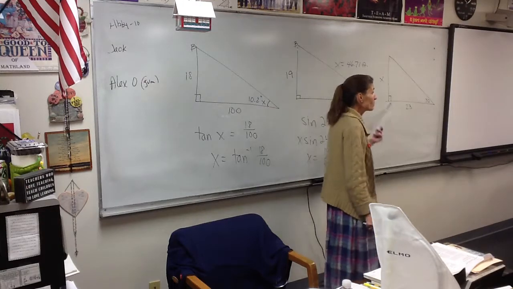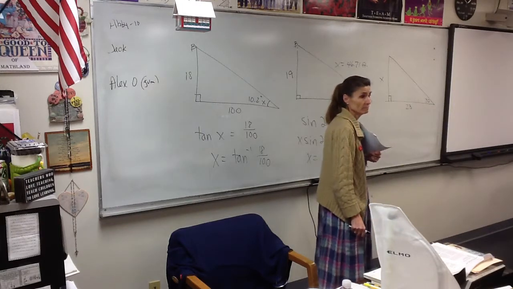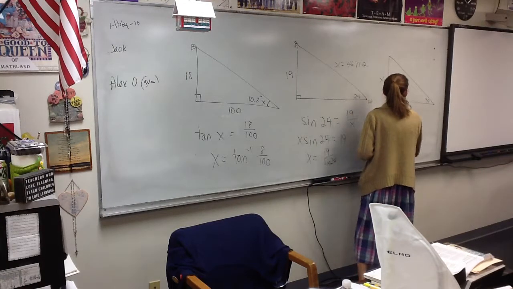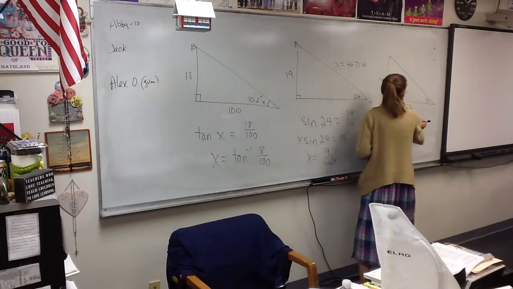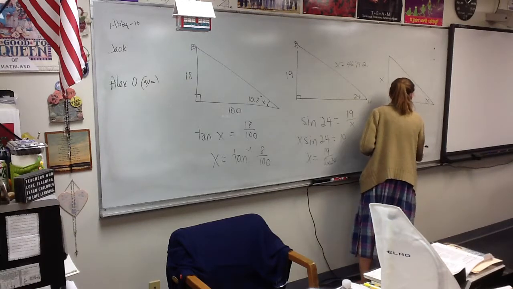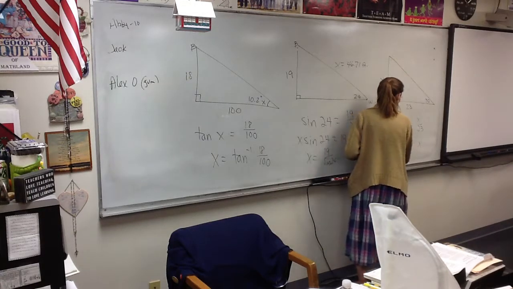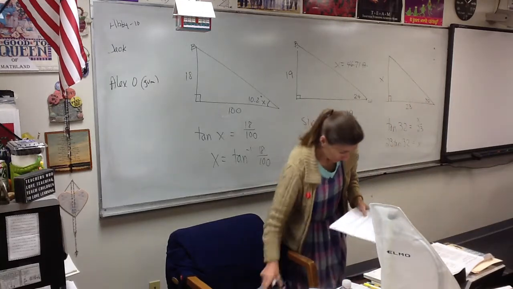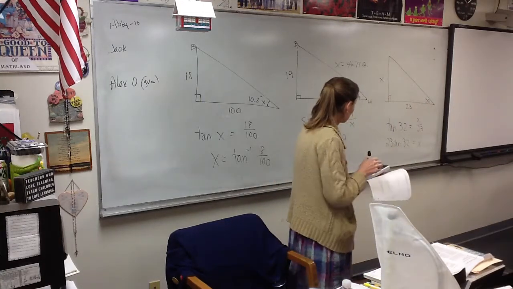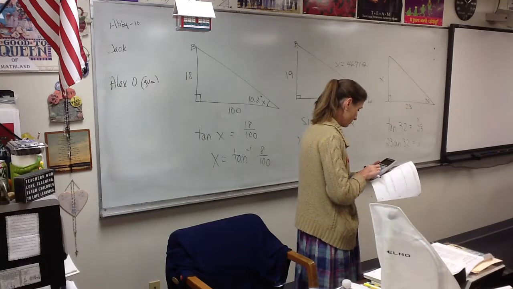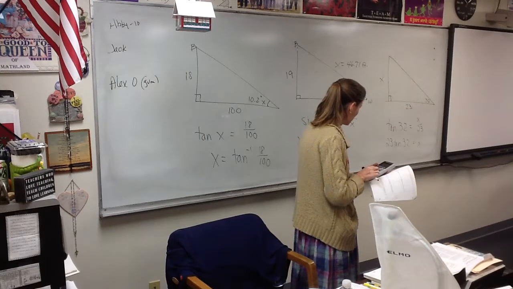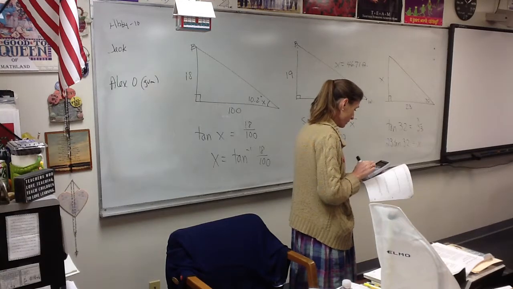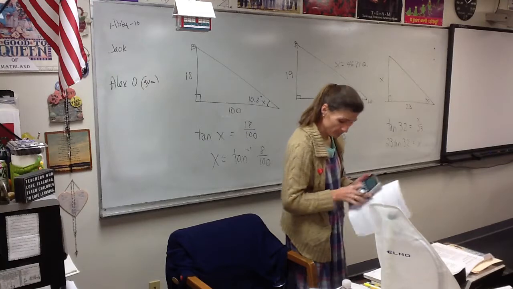So you're ready to write an equation. What's it going to be? Tangent, because you have opposite and adjacent. So what do we get? 14.37 feet.